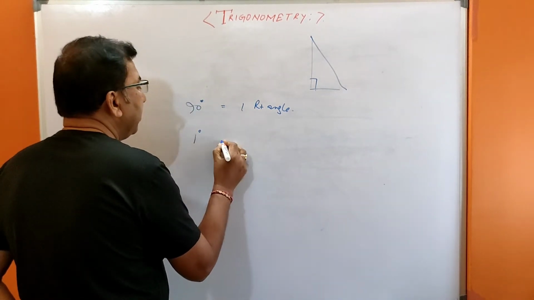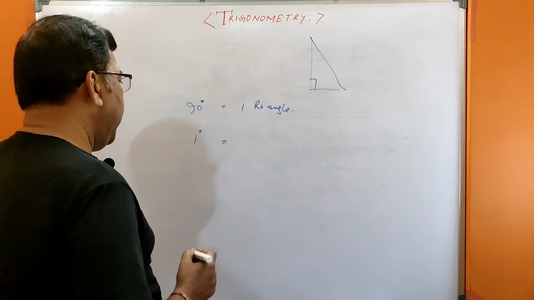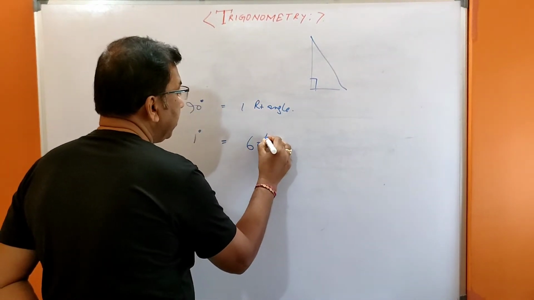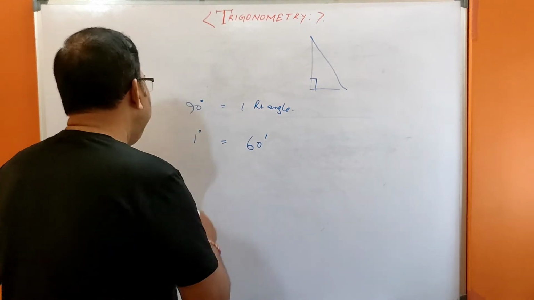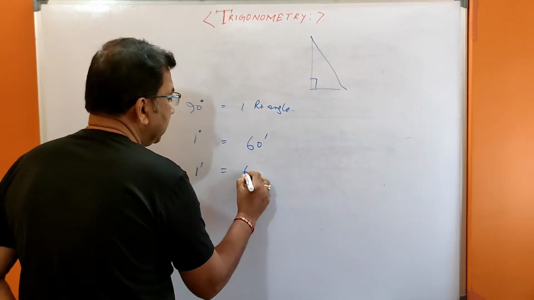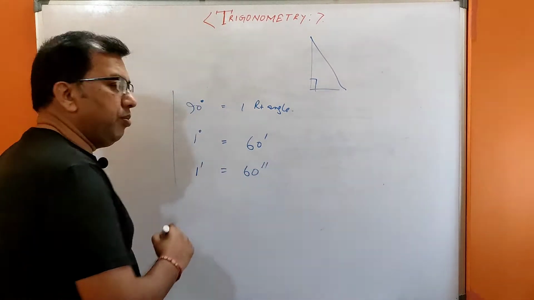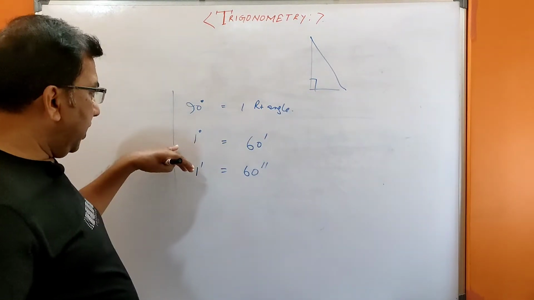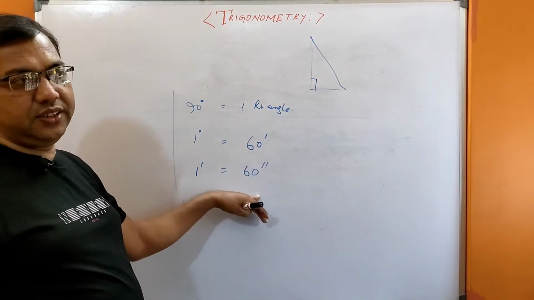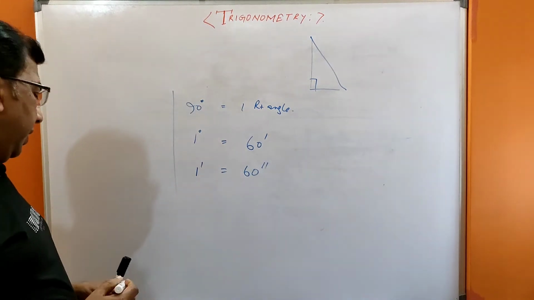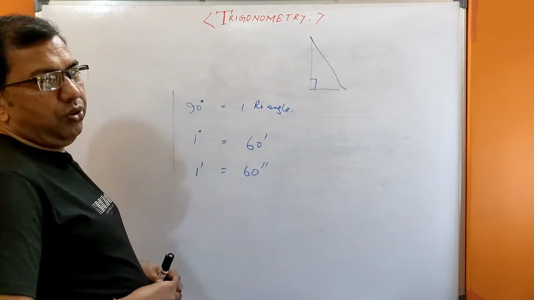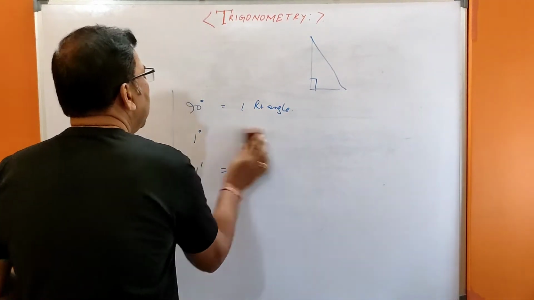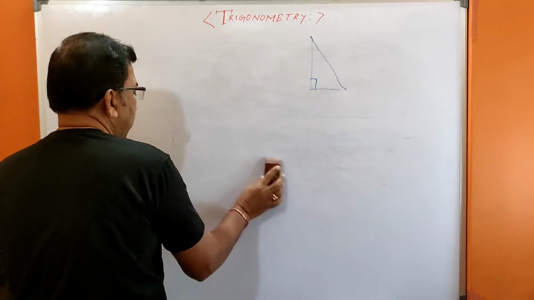Again, 1 degree equals to what? Tell. 60 minutes. Okay. 1 minute equals to 60 seconds. This is also the conversion. Some will come. Degree to right angle, degree to minute, minute to second. So degree, minute, second, the conversion we'll see. We'll learn out here. Now we'll come about the trigonometry, the main point.